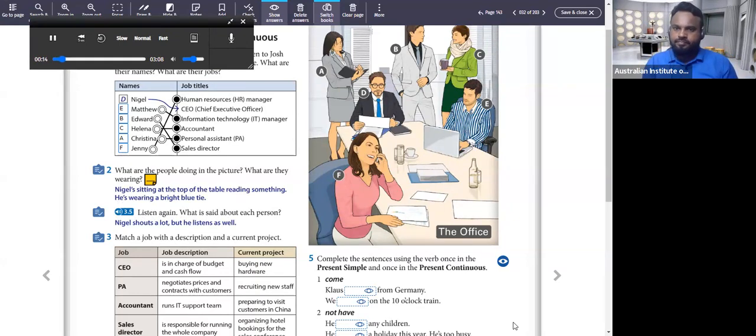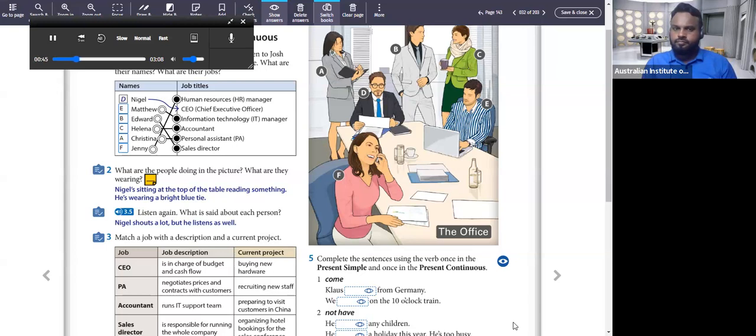Well, let's see. That's Nigel. He's sitting at the top of the table reading a report or something. He's the one wearing the bright blue tie, right? Yeah, that's it. And what does he do? He's the CEO, the man in charge. He runs the show. The big boss, in other words. Some days he shouts a lot, but he listens as well.